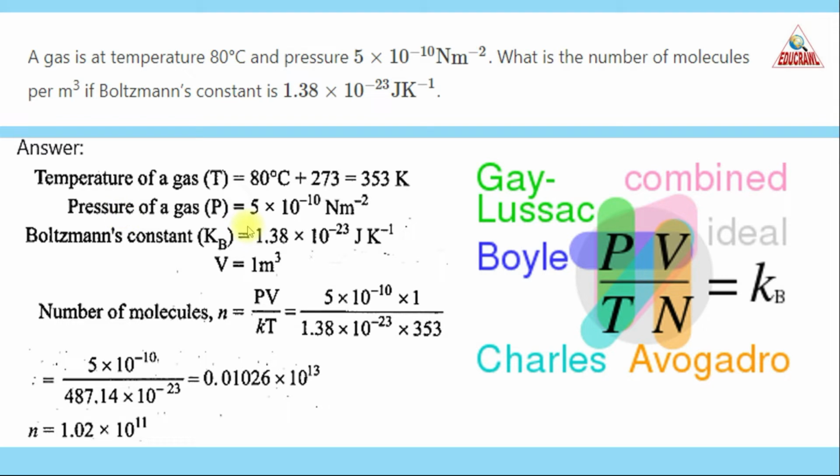The pressure of the gas is P equal to 5 into 10 power minus 10 Newton per meter square. Boltzmann constant value is given as 1.38 into 10 power minus 23 joule per Kelvin. Volume is given as 1 meter cube. So we have to find the number of moles. We use our ideal gas equation, PV is equal to NKT. Reversing that equation for the number of molecules N, we get PV divided by KT. Substituting the values of P, V, K and T from the given data and simplifying, we get the N value as 1.02 into 10 power 11.